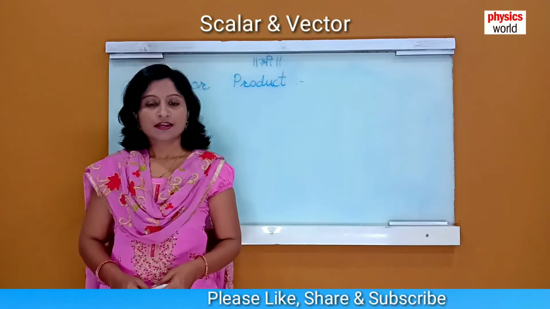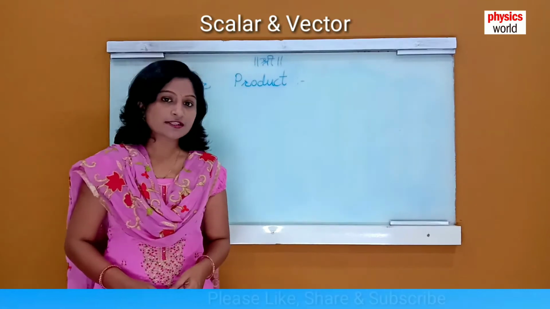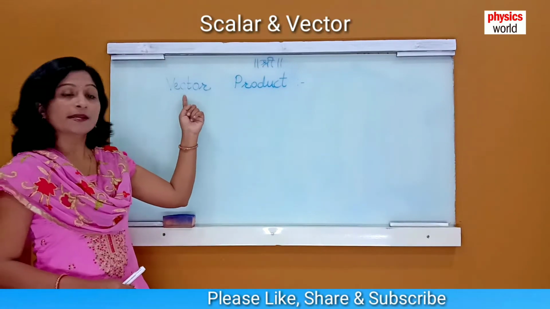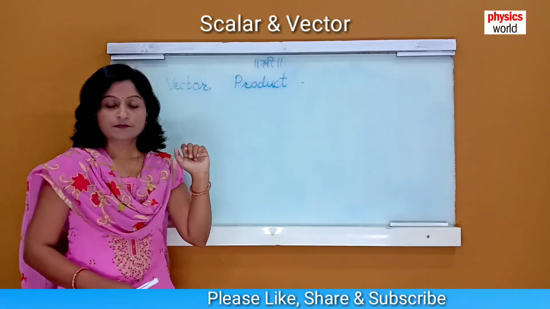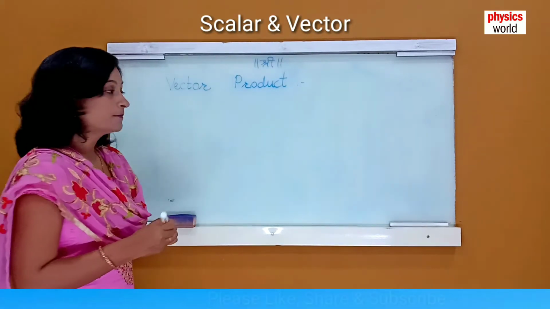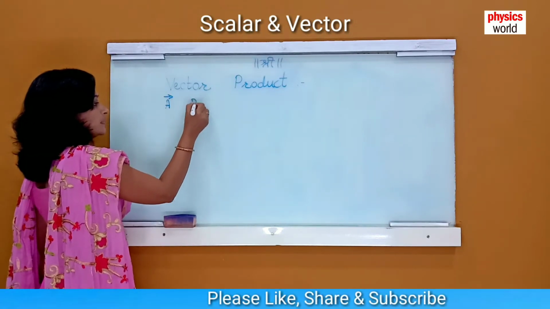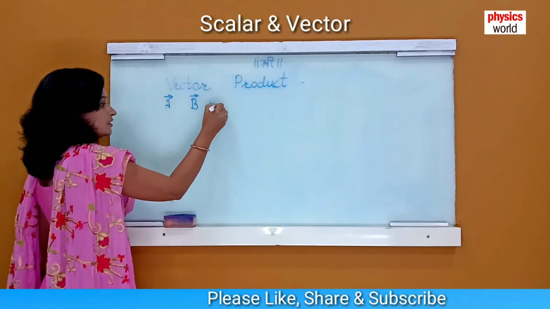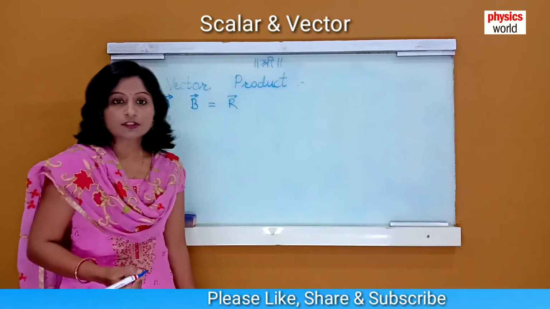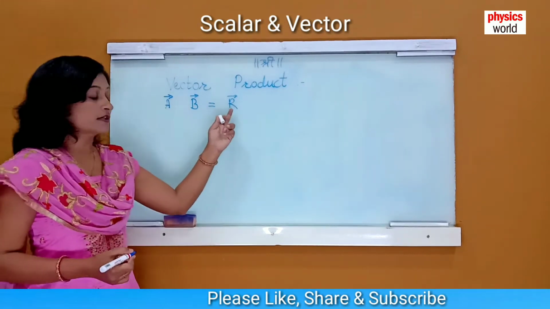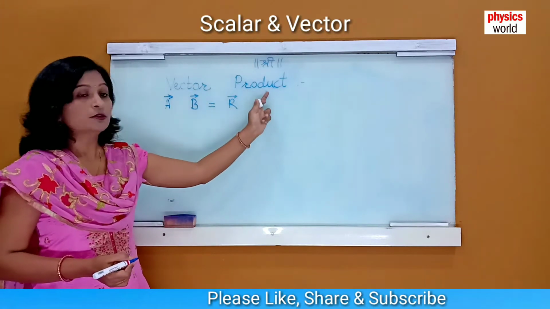Students, in the last lecture we discussed the scalar product. In today's lecture we will discuss the second type of multiplication of vectors, that is the vector product. Here we have to multiply two vectors. Let us multiply vector A with vector B, and as a result we get another vector R. So the product of two vectors gives us a vector. This type of product is called a vector product.